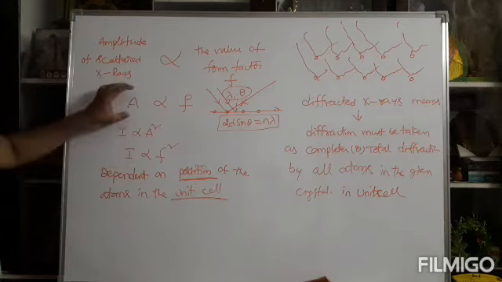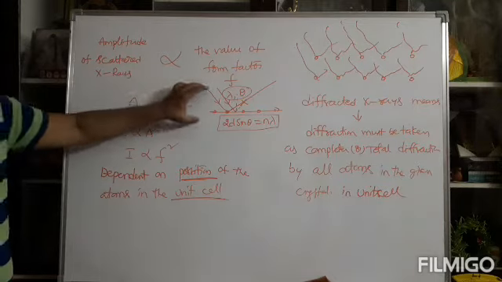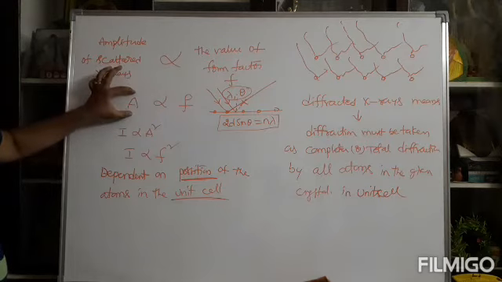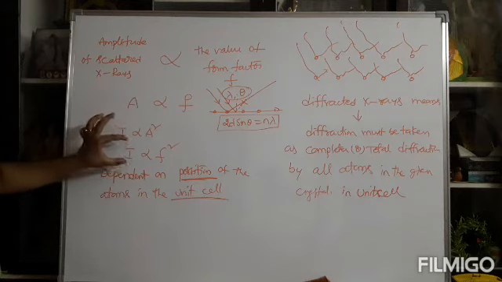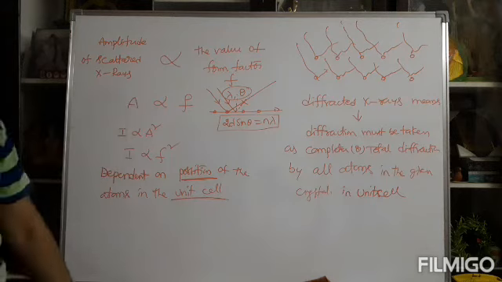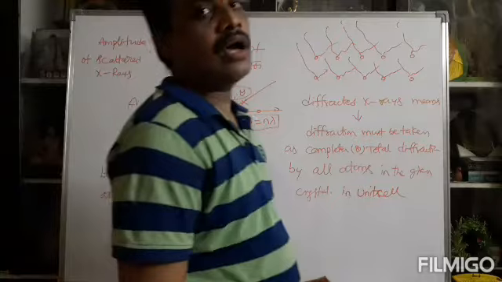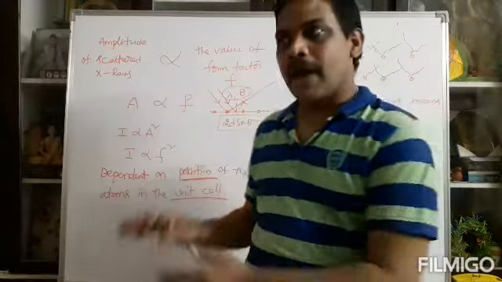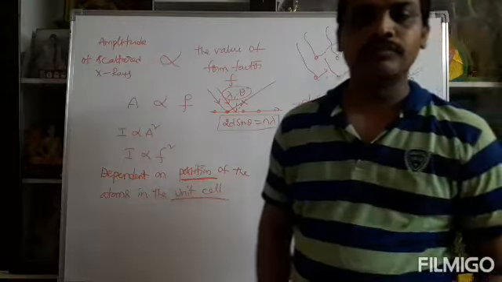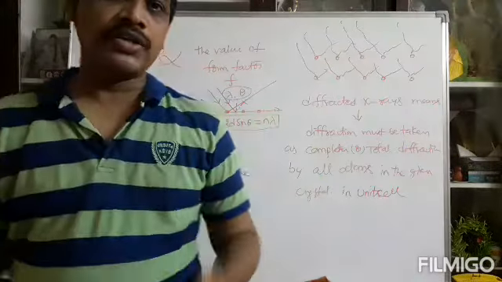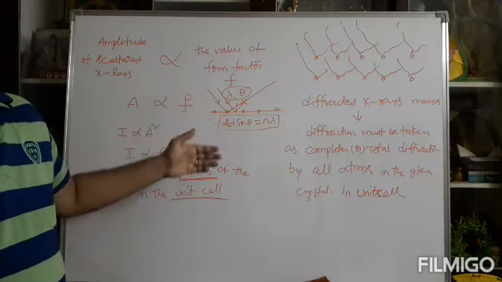Finally, the amplitude of the scattered X-rays is directly proportional to the form factor value. This amplitude squared is directly proportional to intensity. So the intensity of diffracted X-rays is directly proportional to the square of the amplitude. In this way you can calculate the form factor value. The remaining derivation we can discuss in the next class. Okay? Follow the derivation clearly, each and every step. Okay?